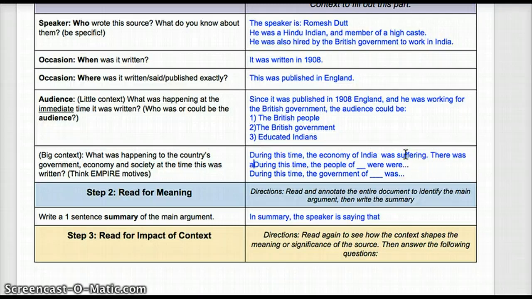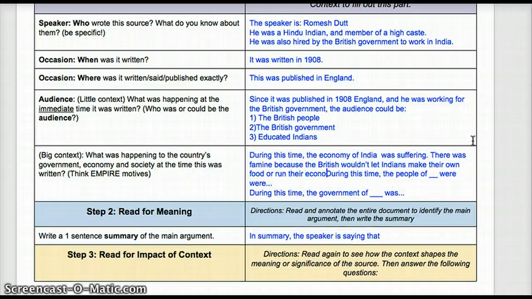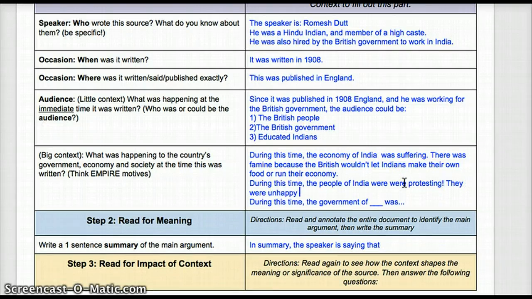There was famine because the British wouldn't let Indians make their own food or run their economy. What else do I know? The people of India were protesting. They were unhappy that they were being controlled.